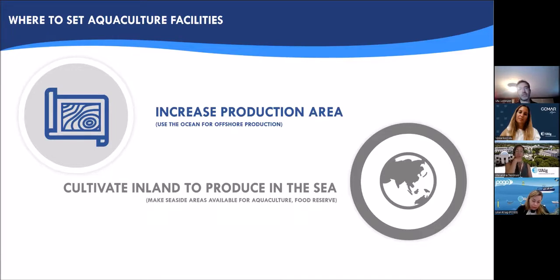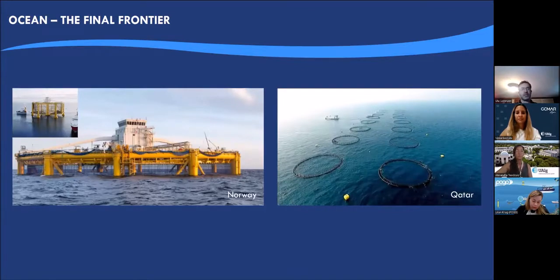But of course, we cannot forget that we can also use the ocean, and as you can see, there's a big investment in offshore aquaculture. These images are just an example of what's happening worldwide. You can have these ginormous structures in Norway to produce salmon. On a not so big scale, you have these cages offshore in Qatar, and they are already all over the world.